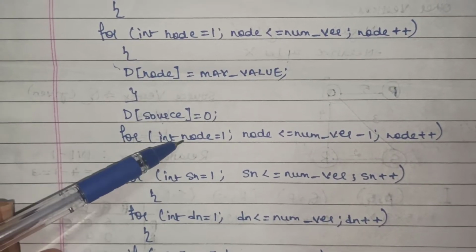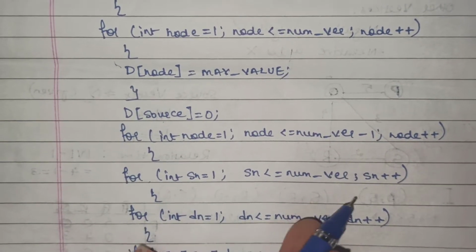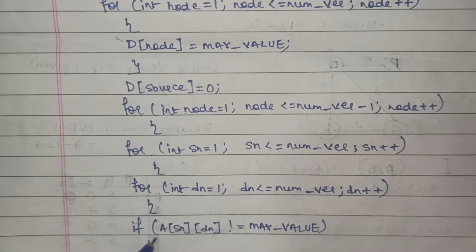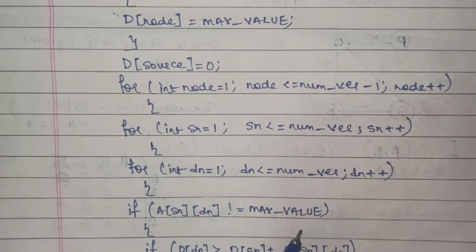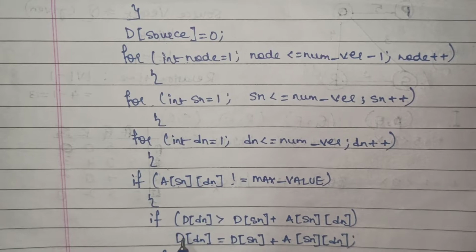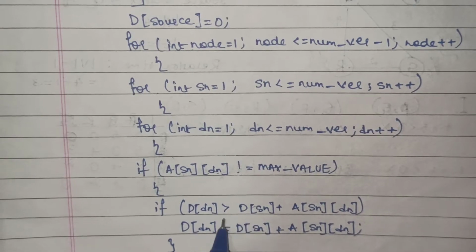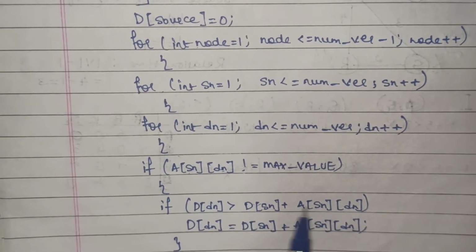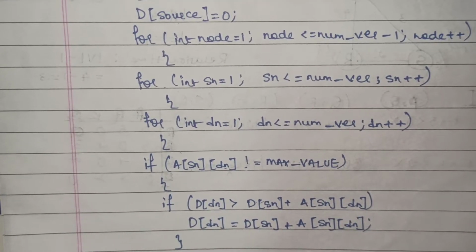Then it will run a for loop again. You have a for loop for the node, a for loop for source, and a for loop for destination, and if the adjacency matrix value, the distance between the source and destination, is not equal to infinity, then you check the condition. If the distance of the destination node is greater than the distance of the source node plus the adjacency matrix value between the source and the destination, as we do in the program.